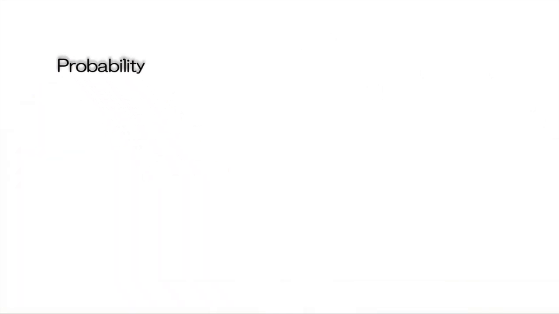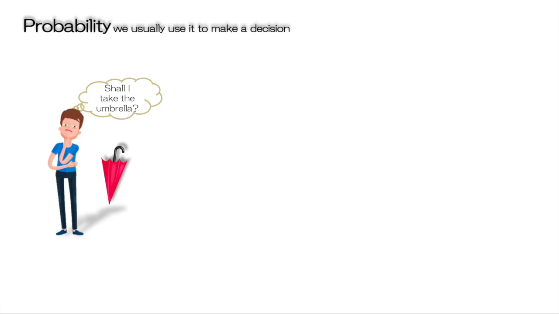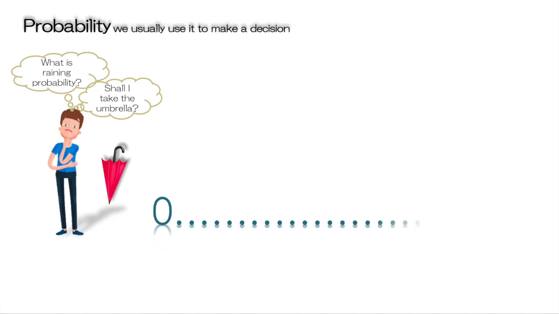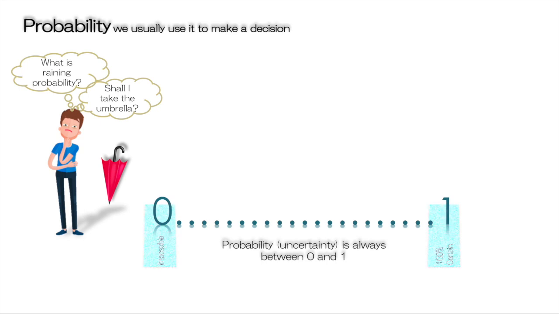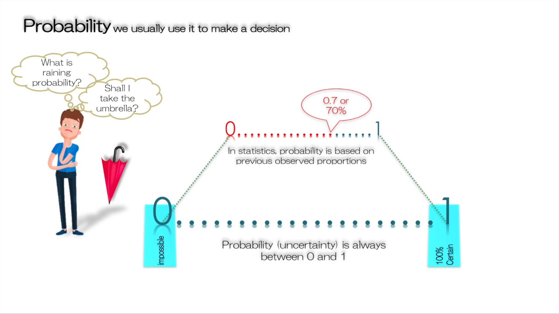Normally, we use probability to make a decision. For example, if you want to go out and take your umbrella, you think about the raining probability. Is it probable to rain or not? To take the umbrella with you or not? Probability is always a value between 0 and 1, where 0 is impossible and 1 is 100% certain that it will happen. Well, in statistics, probability is based on previous observations, which give us proportions.